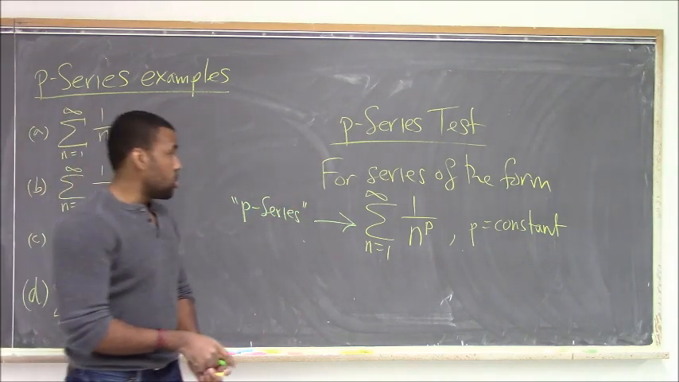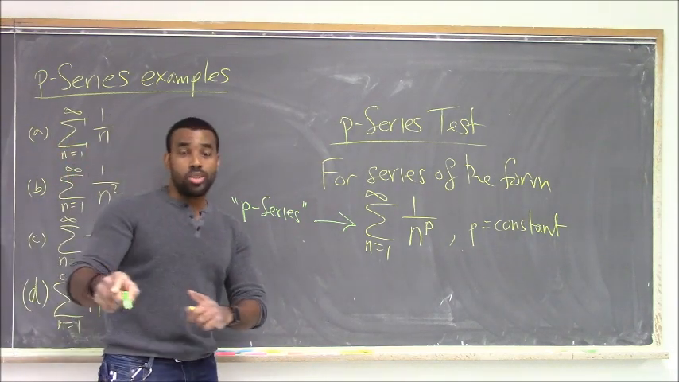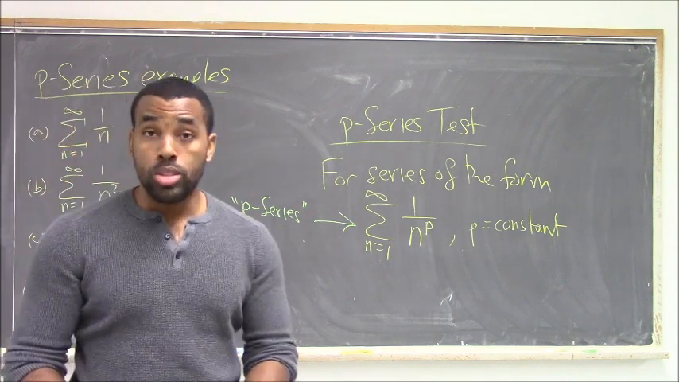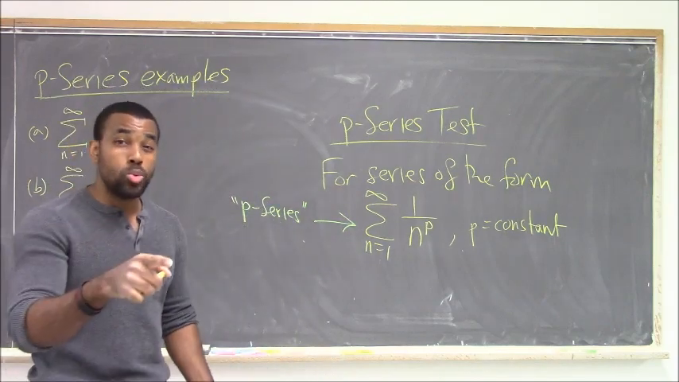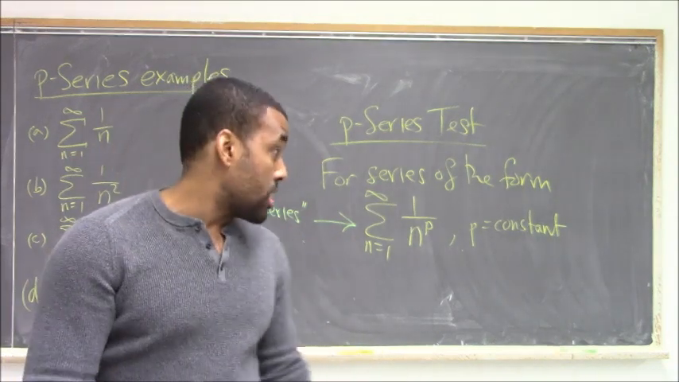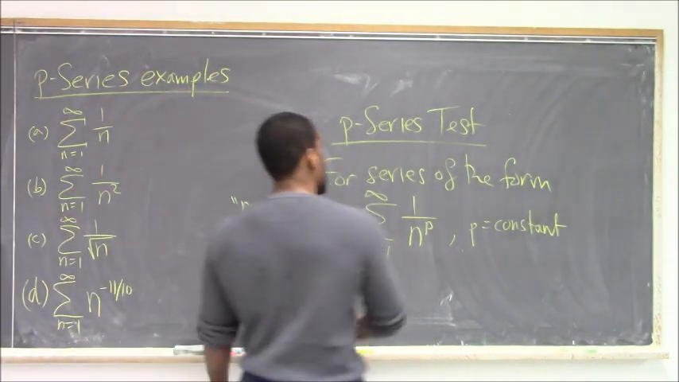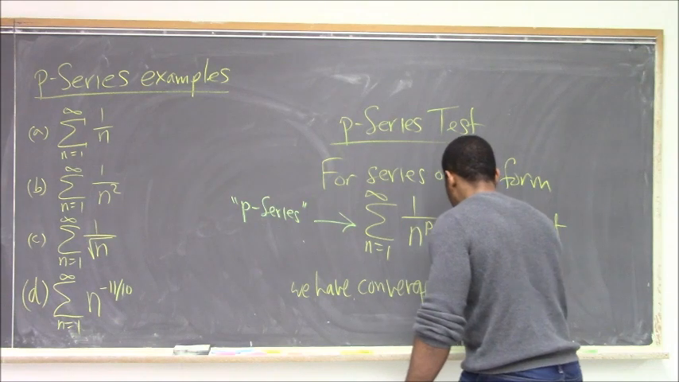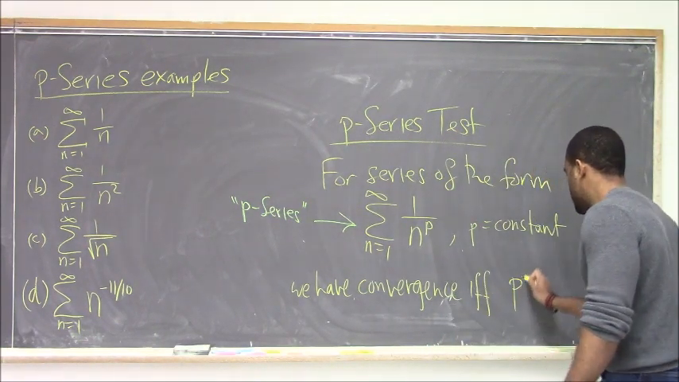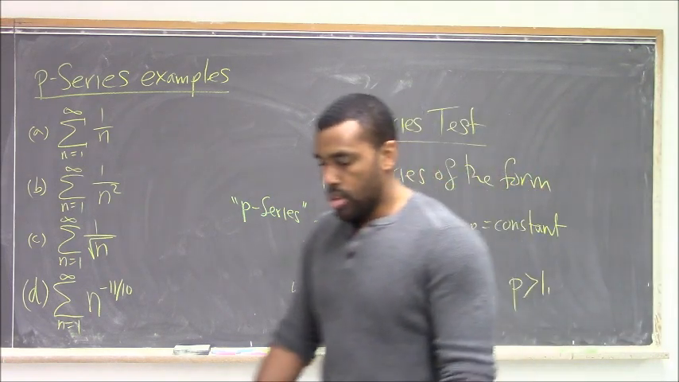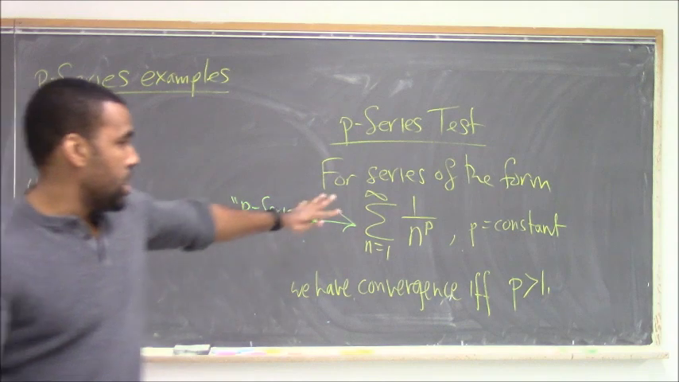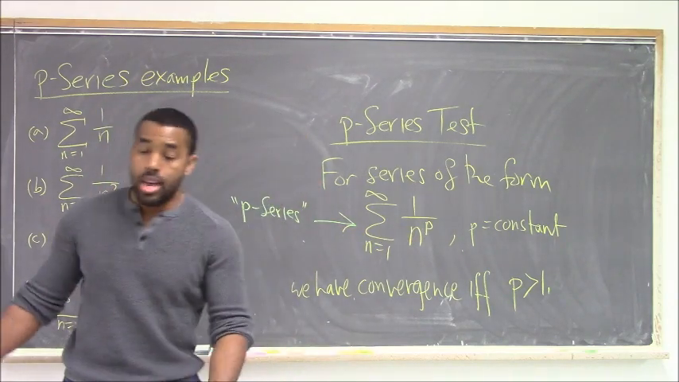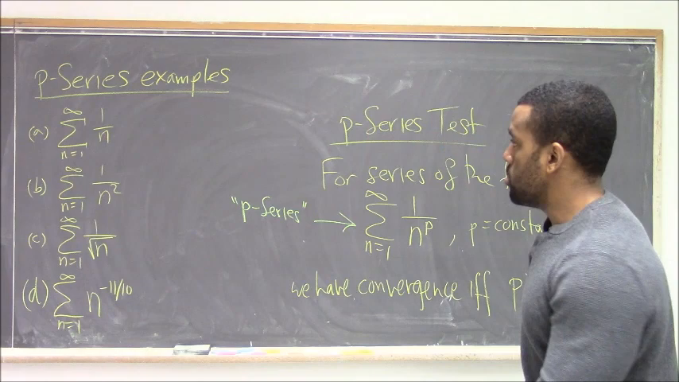Okay, and so now it turns out that through the integral test, this guy will converge whenever the integral from 1 to infinity of 1 over x to the p converges. We showed that converges if and only if p is greater than 1 in a previous lecture. So this means we have convergence if and only if p is larger than 1. Any series that you can write in this form, all you have to do is check that p is larger than 1, and you will know that it converges. That's pretty much it. So I left you guys with a few examples.